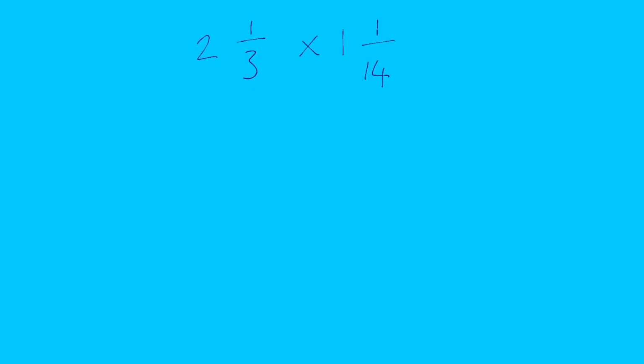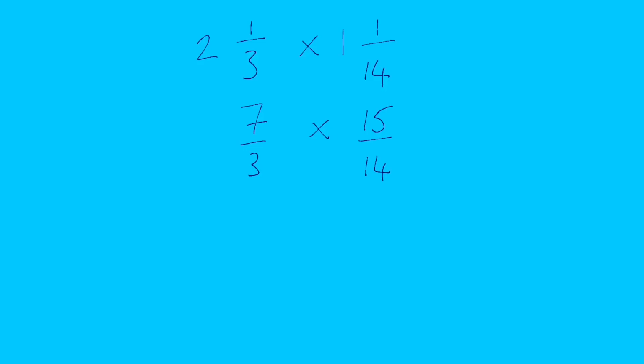Now, can you remember how to change mixed numbers into improper fractions? You have? Great. If not, what you need to do is multiply the whole number by the denominator and add the numerator. So 2 times 3 is 6, add the 1 is 7. So it's 7/3. And you do the same thing with the other one. So we have 1 times 14 plus the 1 is 15. So that's 15/14.